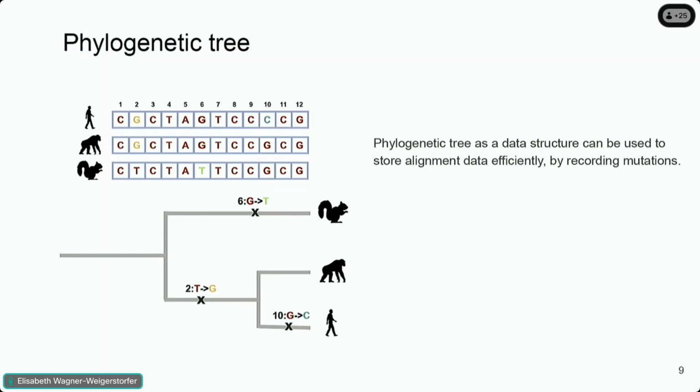So we could efficiently keep this alignment information on top of the phylogenetic tree, without keeping this redundant information. We only need the ancestral sequence, right? So we can see that a phylogenetic tree structure could be used to store this data efficiently by just recording the mutations and the tree structure.